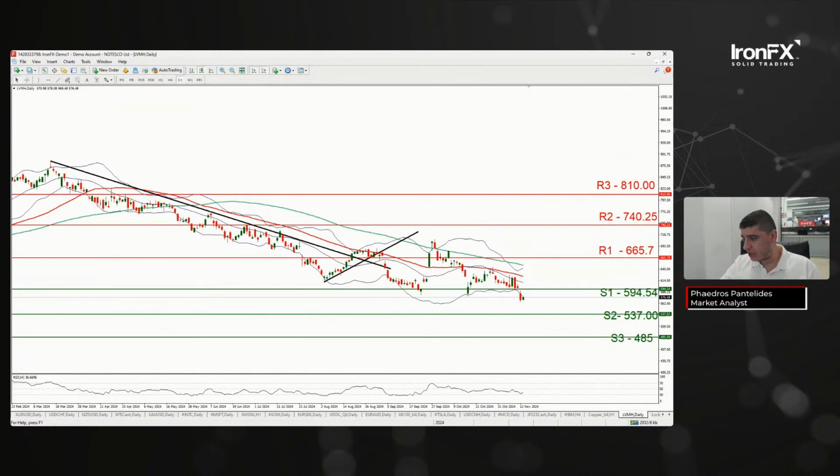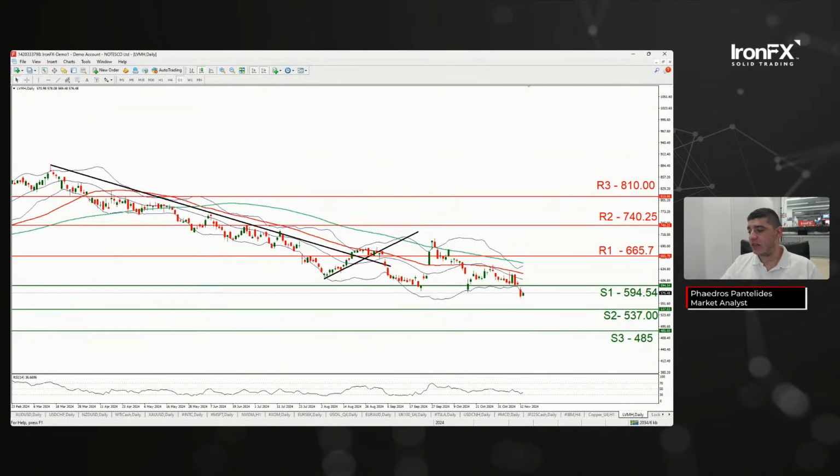LVMH has broken below that S1 level of 594.54, taking aim for S2 at 537. LVMH is also heavily influenced by developments in China. The potential negative implications for the Chinese economy could be weighing on the company's stock price because luxury goods have a huge market in China. If China's economy isn't doing that great, the first thing that gets cut are the luxury items, aka LVMH.